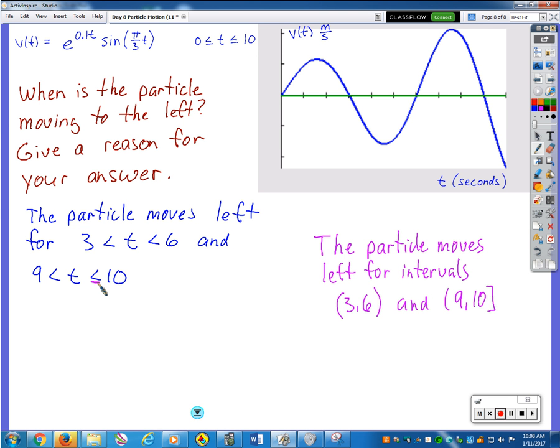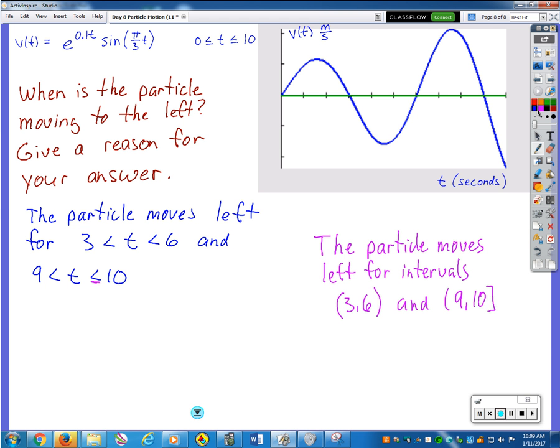Anybody else? Oh, I heard a voice, please. For the 3 and 6, is it supposed to be a parenthesis or that bracket? For the 3 and 6, it really should be a parenthesis because right at 3, Sarah, the velocity is 0. And when the velocity is 0, the particle isn't moving at all. I can say with some confidence that if you put brackets, I don't think they'll penalize you. But it's always best to not take a chance that you end up with a grader that's kind of picky. Anybody else? Perfect. You have to give a reason.